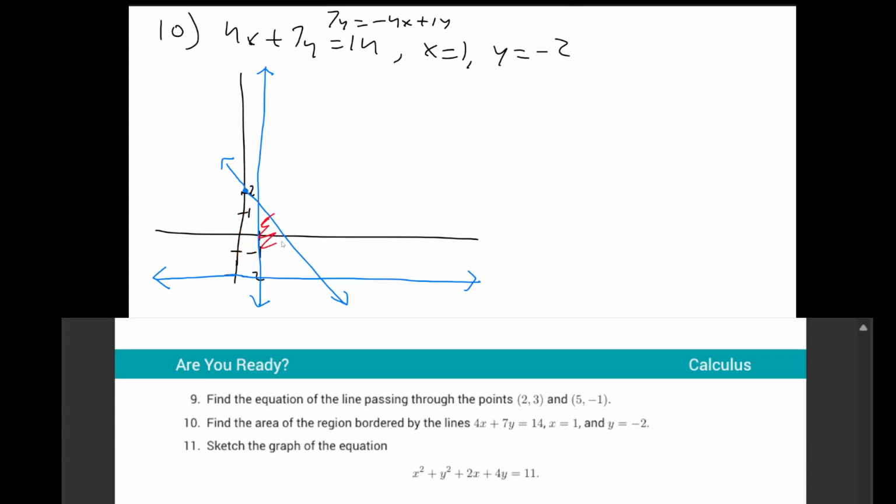This guy right here, right? Because this is bordered by the 3 lines as such. This line, x equals 1. This line, y equals negative 2. And then this line, approximately 4x plus 7y equals 14.